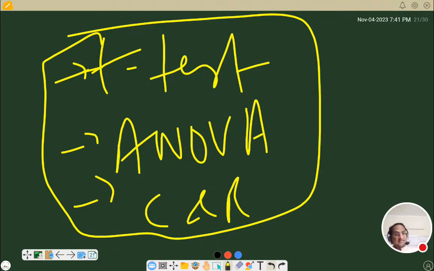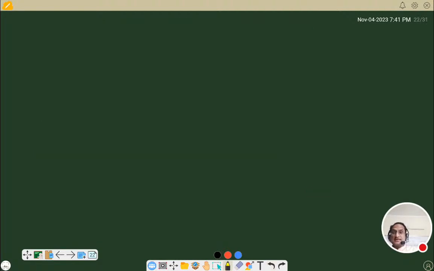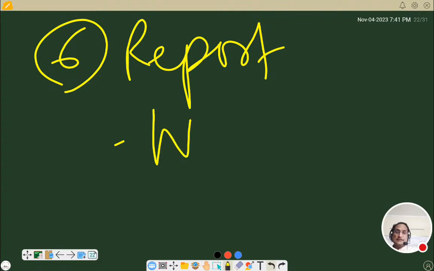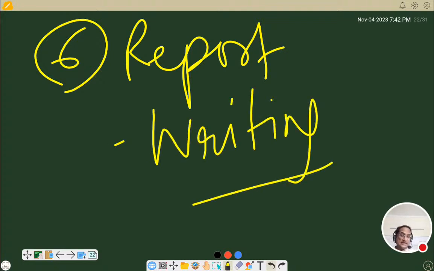Once the analysis and interpretation is done, the last step, your sixth step, is report writing. Report writing is nothing but summarizing, giving a summary of the result obtained. Whether the hypothesis was rejected or accepted, that is summarized there. The report is published in various channels and they are also informed.